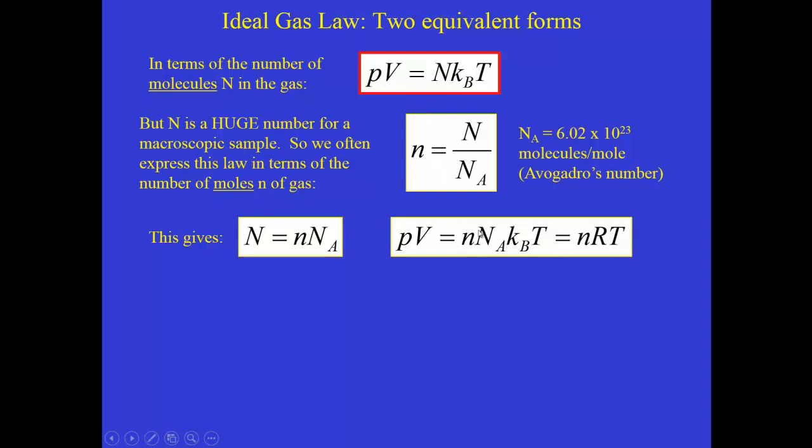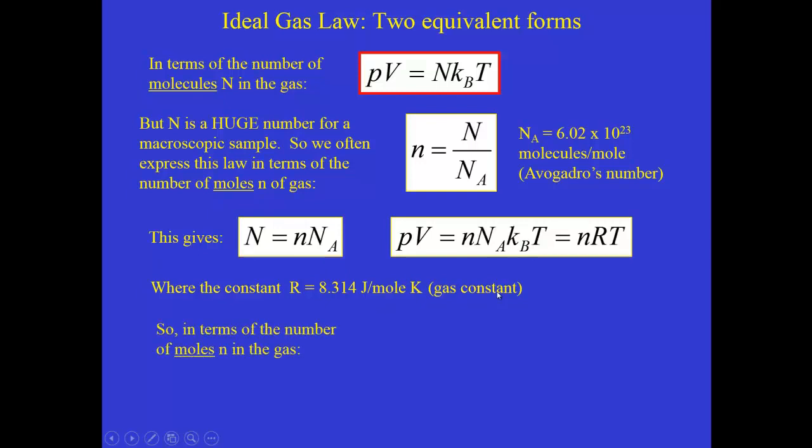And so now we have the product of two constants, Avogadro's number times the Boltzmann constant, and the product of those two constants is itself a constant that we usually call the ideal gas constant, and we use capital R to denote that. So if you take Boltzmann's constant k_B and Avogadro's number and multiply them out, you get a number that's just a little bit over 8 in terms of joules per mole Kelvin.